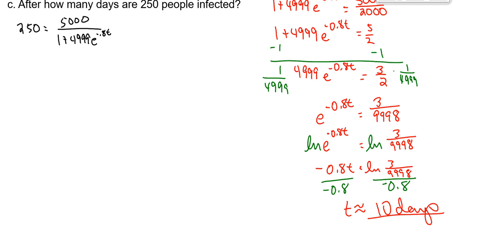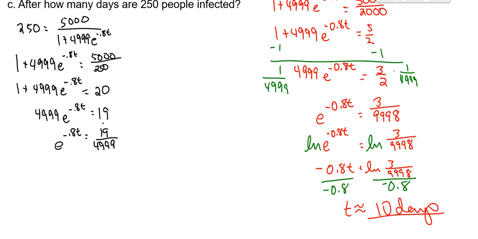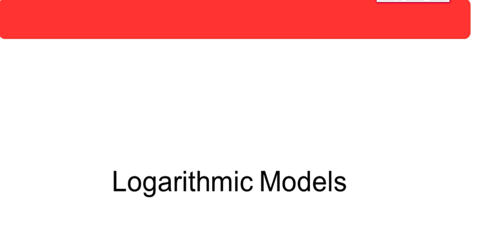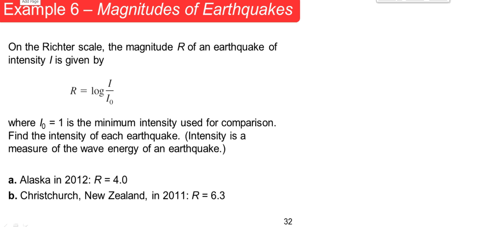So let's see how you did. Oops, just a second. There we go. I put 250 in for Y and got it down to e to the negative 0.8 t, ln of each side, and then divide by negative 0.8, and it should be about 7 days for that one. Our next model is logarithmic growth, our logarithmic models. And so for these, we're going to talk about the Richter scale and earthquakes.